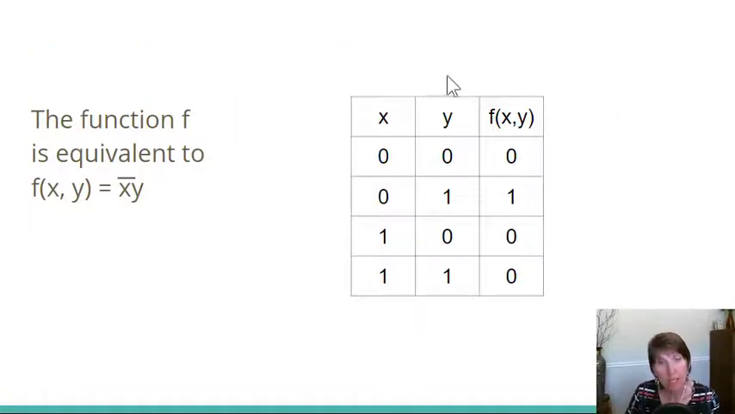Here's another one that isn't one of our basic default ones. So this is a function on the left. It's expressed as the complement of x times y, and on the right, the Boolean function is expressed as a table.